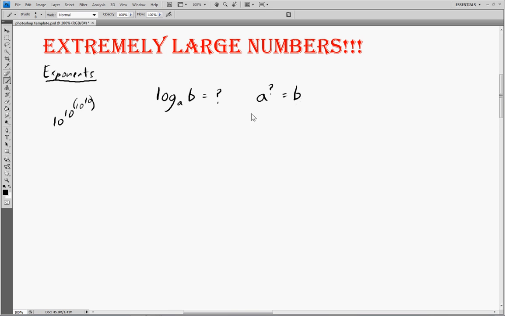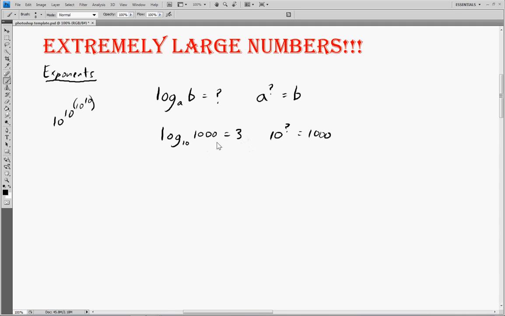So let's do an example. Let's say we have something like log base 10 of 1,000. What is that? Well, basically this is asking 10 to the power of what is equal to 1,000. And we all know the answer. It's 10 to the power of 3. So the answer to this is 3.